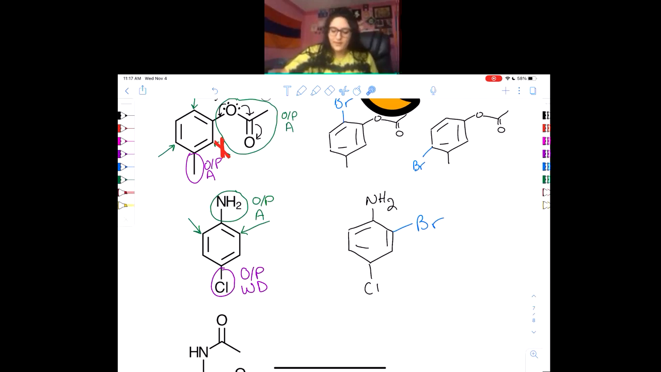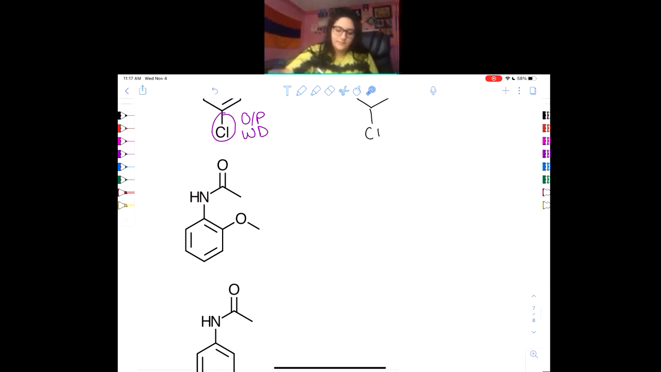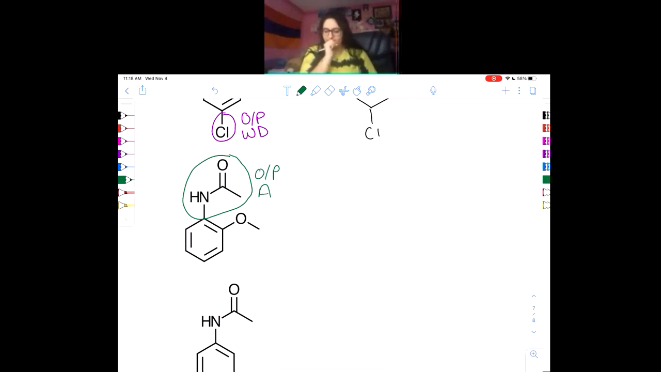Okay, cool. So the next one, let's do this one first. What kind of group is this? Activator, weak deactivator, strong deactivator? What do you think? People are saying activator. Cool. So that means ortho-para directing. What about this one? Yes, it's an activator, so it's also ortho-para directing. So now we have to decide which one of these is stronger.